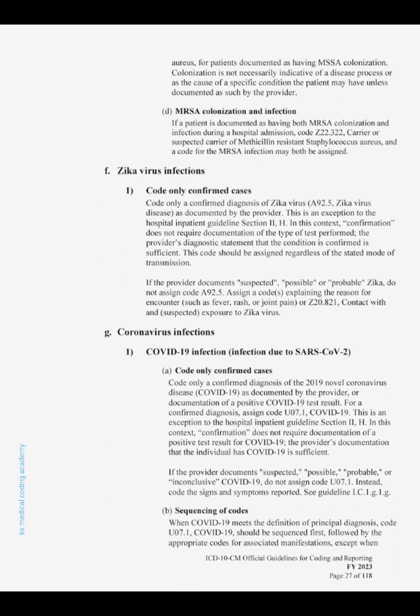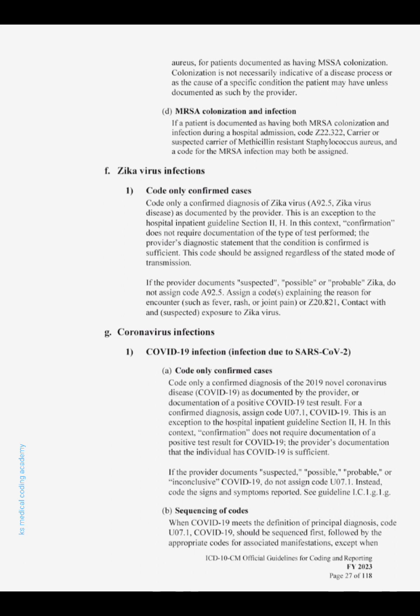G. Coronavirus infections. 1, COVID-19 infection due to SARS-CoV-2. A. Code only confirmed cases. Code only a confirmed diagnosis of the 2019 novel coronavirus disease, COVID-19, as documented by the provider, or documentation of a positive COVID-19 test result. For a confirmed diagnosis, assign code U07.1, COVID-19. This is an exception to the hospital inpatient guidelines section 2, H.